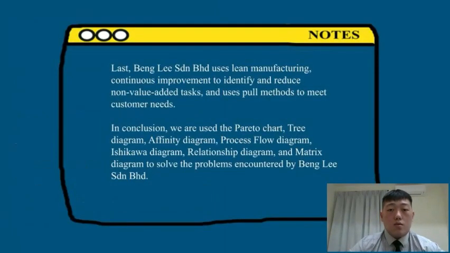Thus, Bentley has used lean manufacturing continuous improvement to identify and reduce the non-value added tasks and use the pull methods to meet the customer needs. In conclusion, we used the Pareto chart, tree diagram, affinity diagram, process flow diagram, Ishikawa diagram, relationship diagram, and also the matrix diagram to solve all the problems that we recommend to Bentley Sdn Bhd. That's all from me. Thank you.